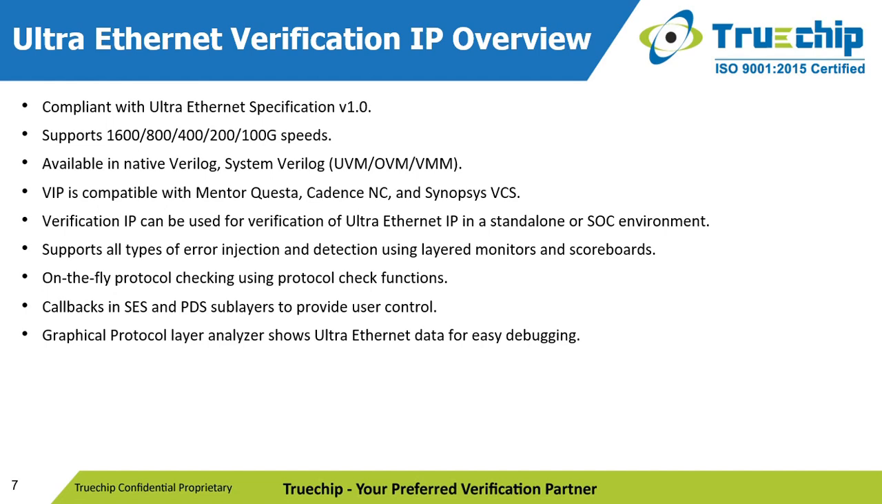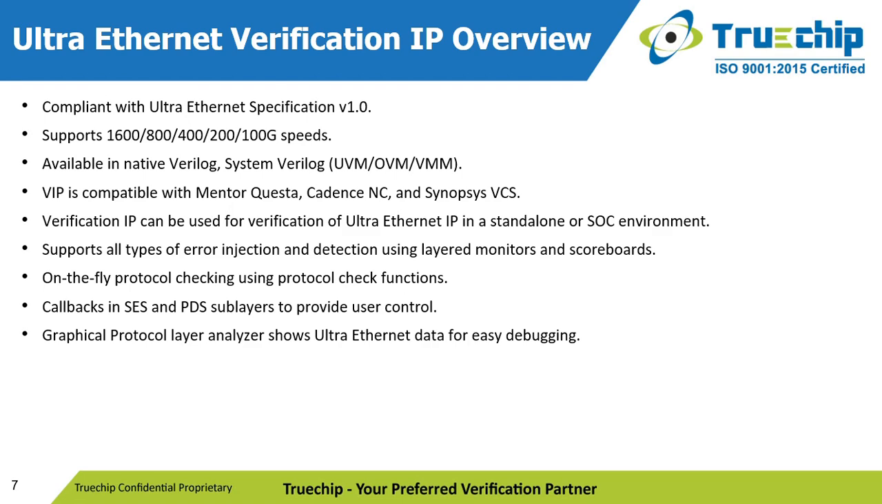Ultra Ethernet Verification IP overview. TrueChip VIP is compliant with Ultra Ethernet specification version 1.0. It supports speeds from 100G to 1600G. It is available in native Verilog and SystemVerilog languages with UVM, OVM, and VMM methodologies. TrueChip VIP is compatible with Pentacosta, Credencys, and Synopsys PCS.